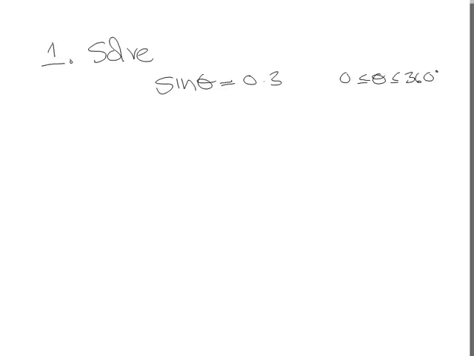Okie dokie guys, let's do this first equation then. Solve this trig equation here, sine theta equals 0.3, and we need to find the solutions within this range of 0 to 360. So let's draw a circle then. Here it is here, write the word CAST, C-A-S-T.